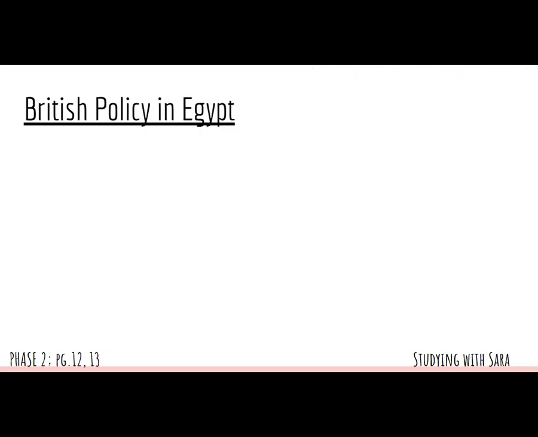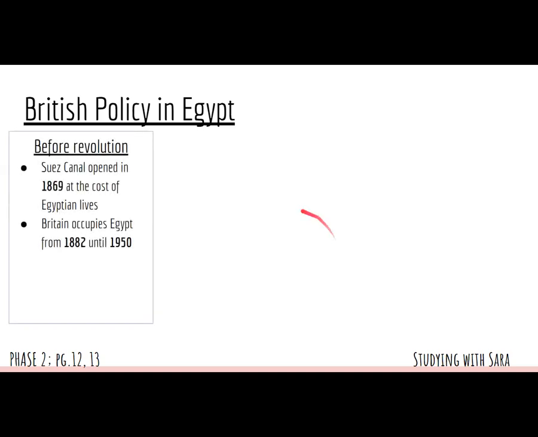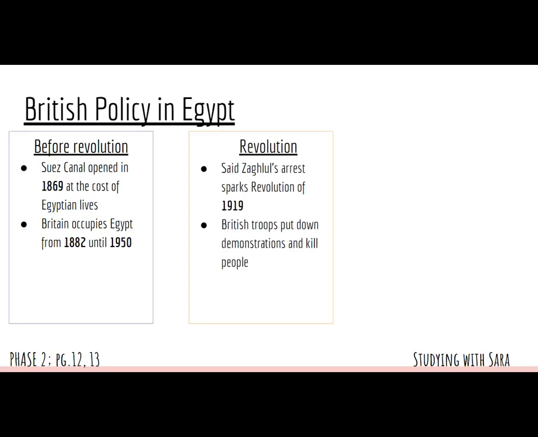Britain also held power over Egypt. The Suez Canal was opened in 1869 at the cost of Egyptian lives, as they were made to dig the canal out by hand. They also began occupying Egypt from 1882 until 1950. In 1914, more specifically, Britain came to Cairo and seized crops, as well as forcing labour. The revolution of 1919 was sparked by an arrest. This in turn excited the Egyptians, and many demonstrated, only for them to be killed by the British.